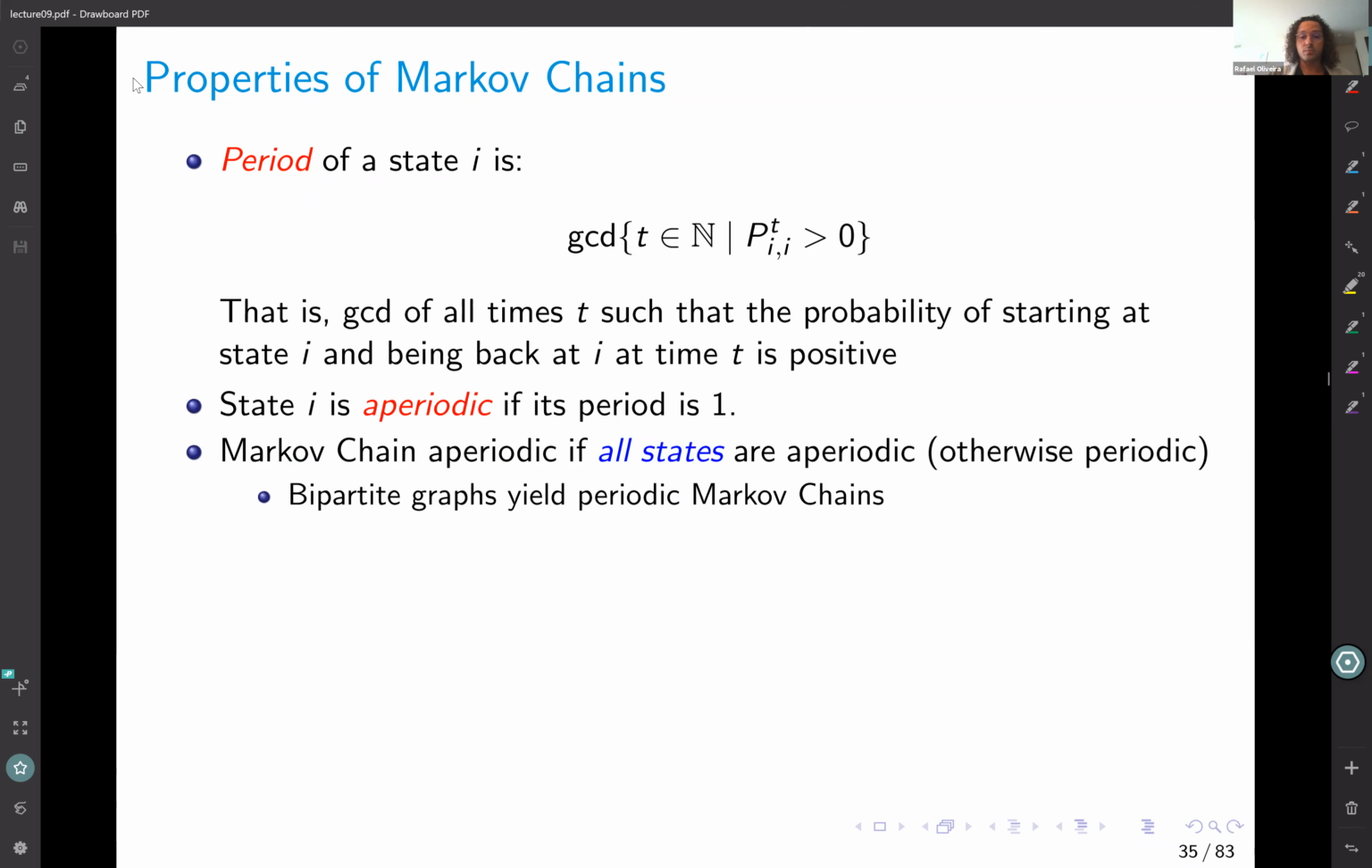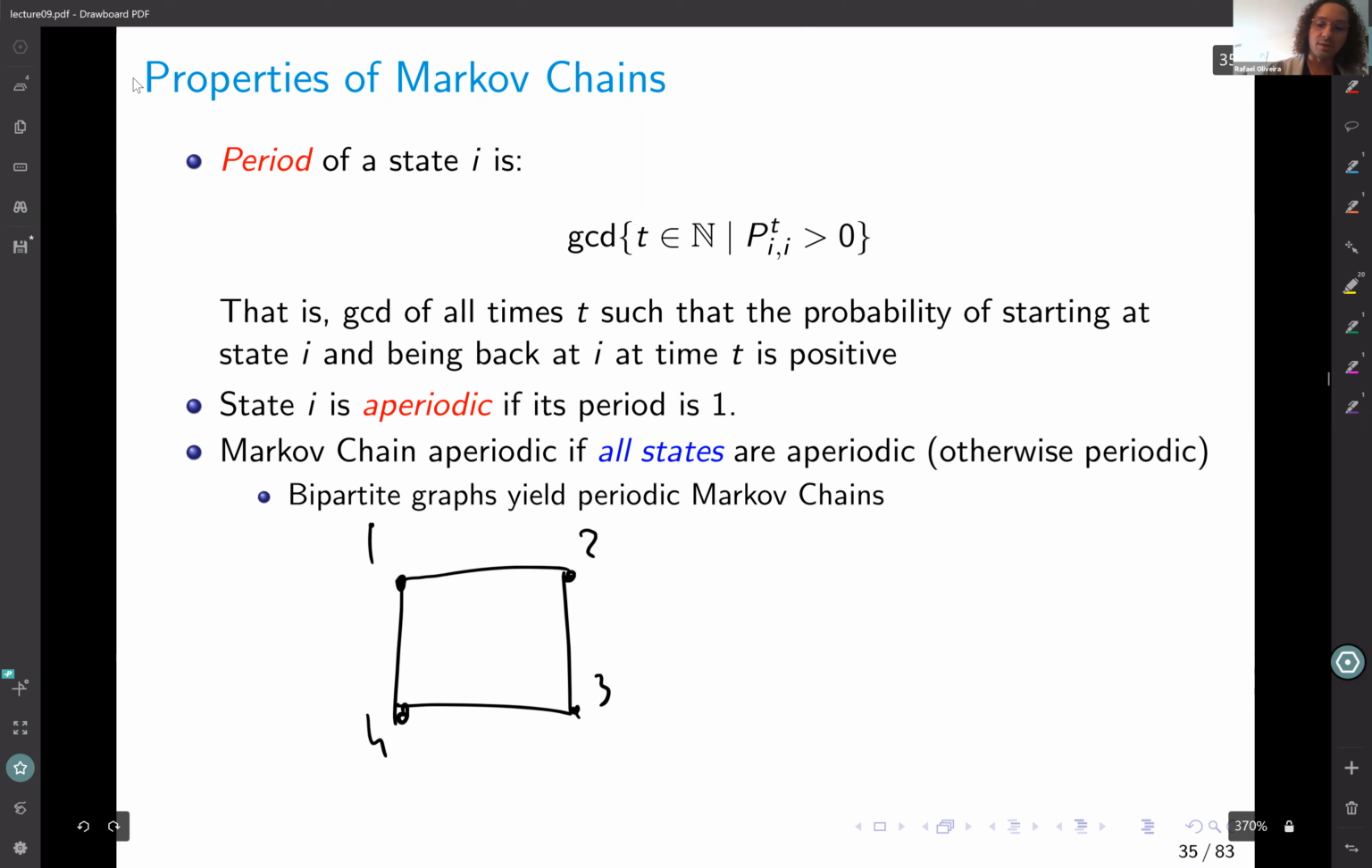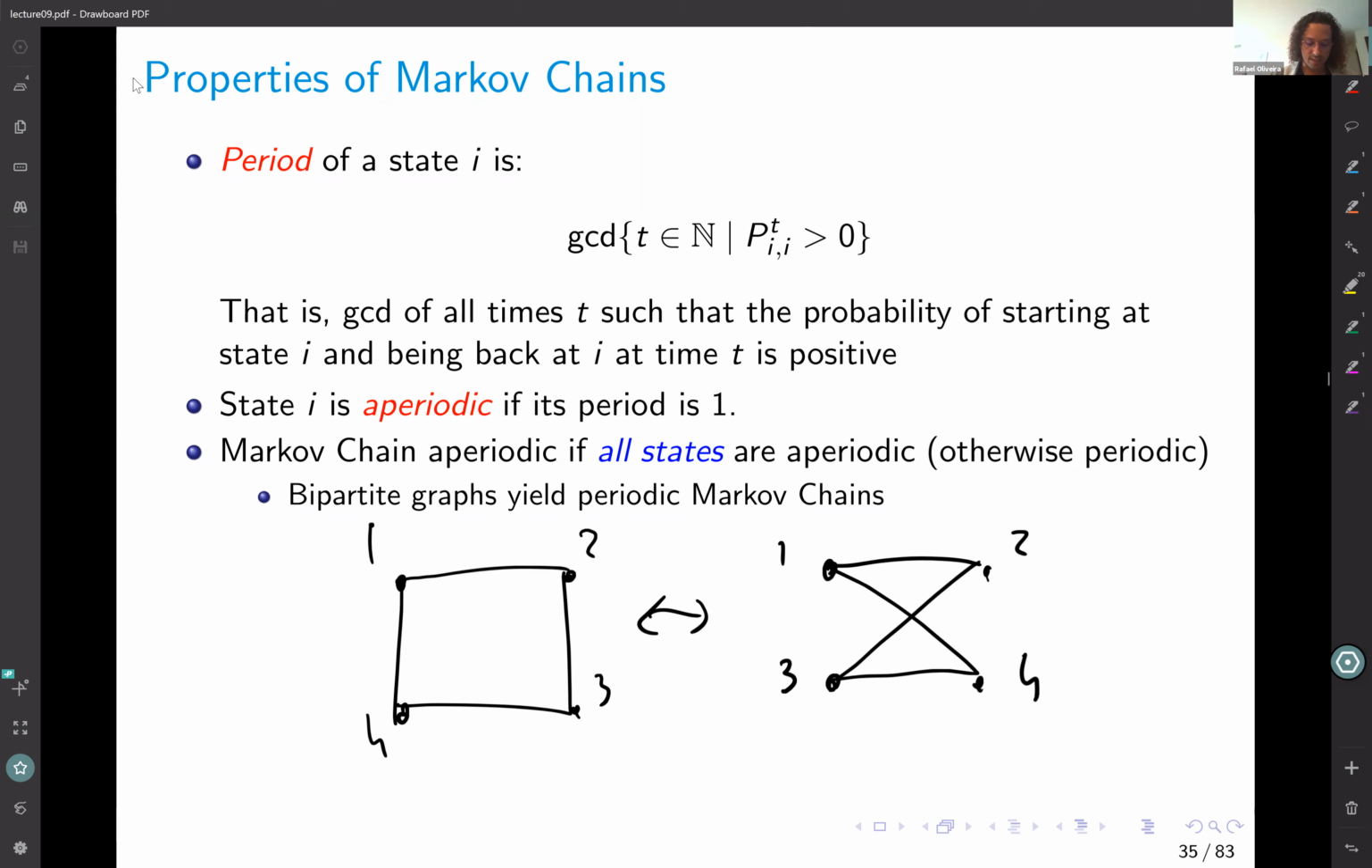Now, bipartite graphs will yield periodic Markov chains. In particular, we have already seen an example of a bipartite graph, because if you look at this graph, we can represent it as a bipartite graph. I can just have 1, 3 on one side and 2, 4 on the other. So this graph was actually a complete bipartite graph on 4 vertices.